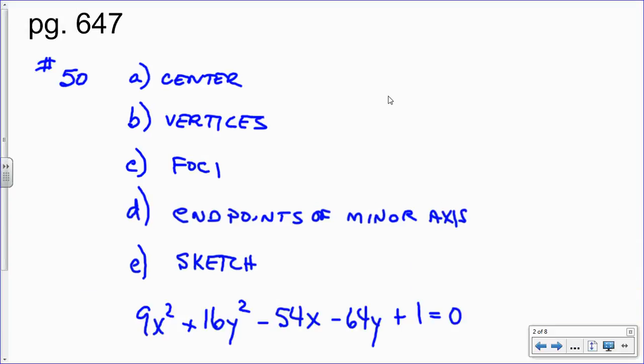Okay, so this is 7-2. This is the problem down here, and we want to find the center, vertices, foci, endpoints of the minor axis, and sketch it. So first thing we need to do is put this in standard form. So like you did on the warm-up, take a minute, complete the square so you can put it in standard form.